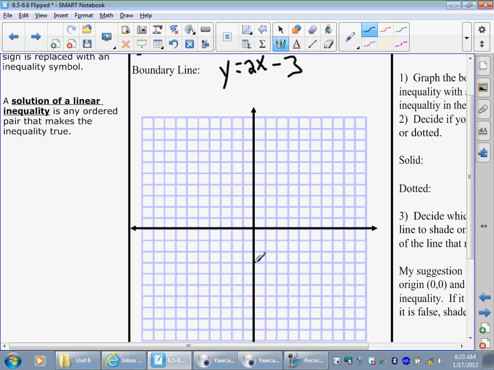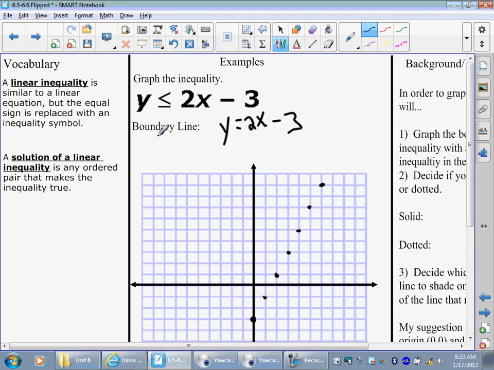So -1, -2, -3. And the slope is 2. So I'm going to go up 2, right 1. Up 2, right 1, up 2, right 1, etc. All right, now I need to graph that line, but I needed to make a decision.